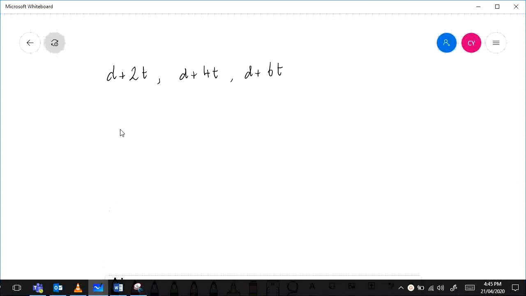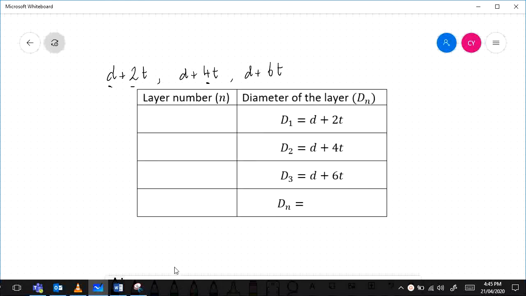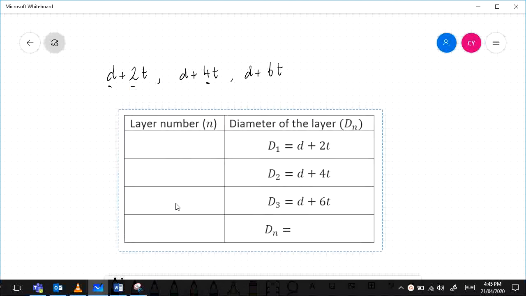So laying each of those layers out in turn, what you've got is what we call in maths a sequence. That is, a set of numbers in order that we could describe using a particular rule. So the diameter of each of those layers is D plus some number times t: D plus 2t, D plus 4t, and so on. So let's lay that out in a bit of a table and look at the layer count and this concept of some number times t.